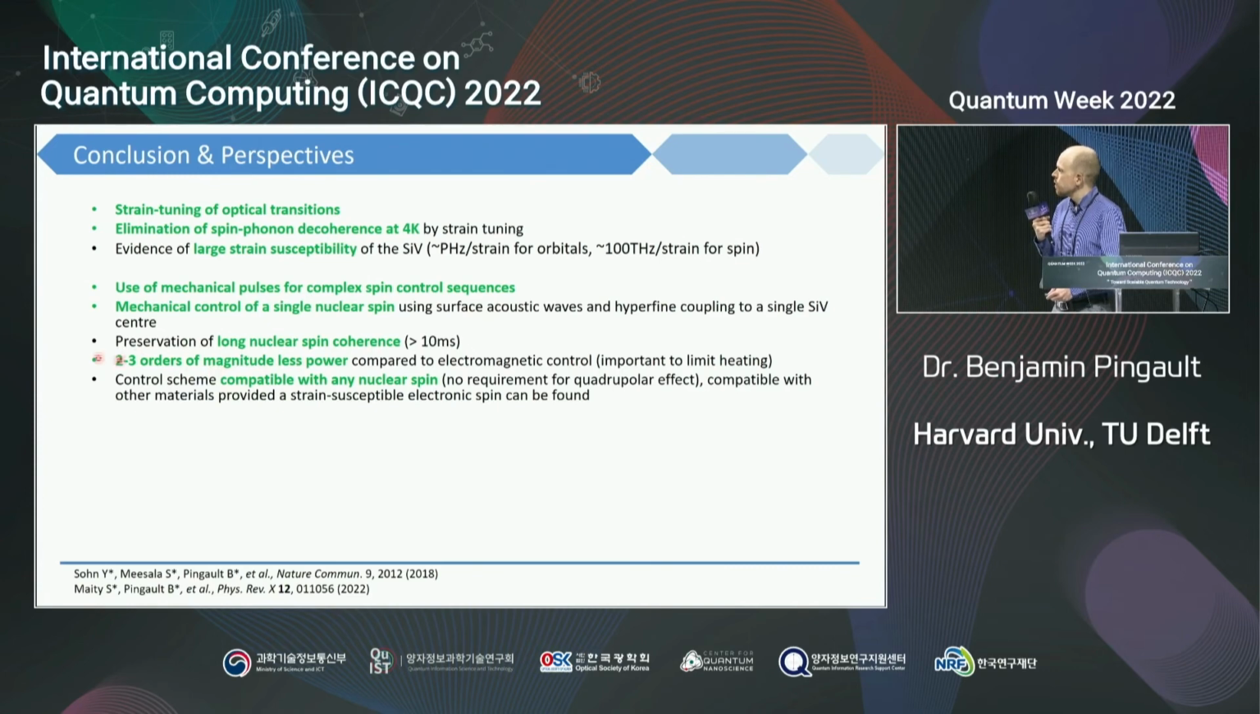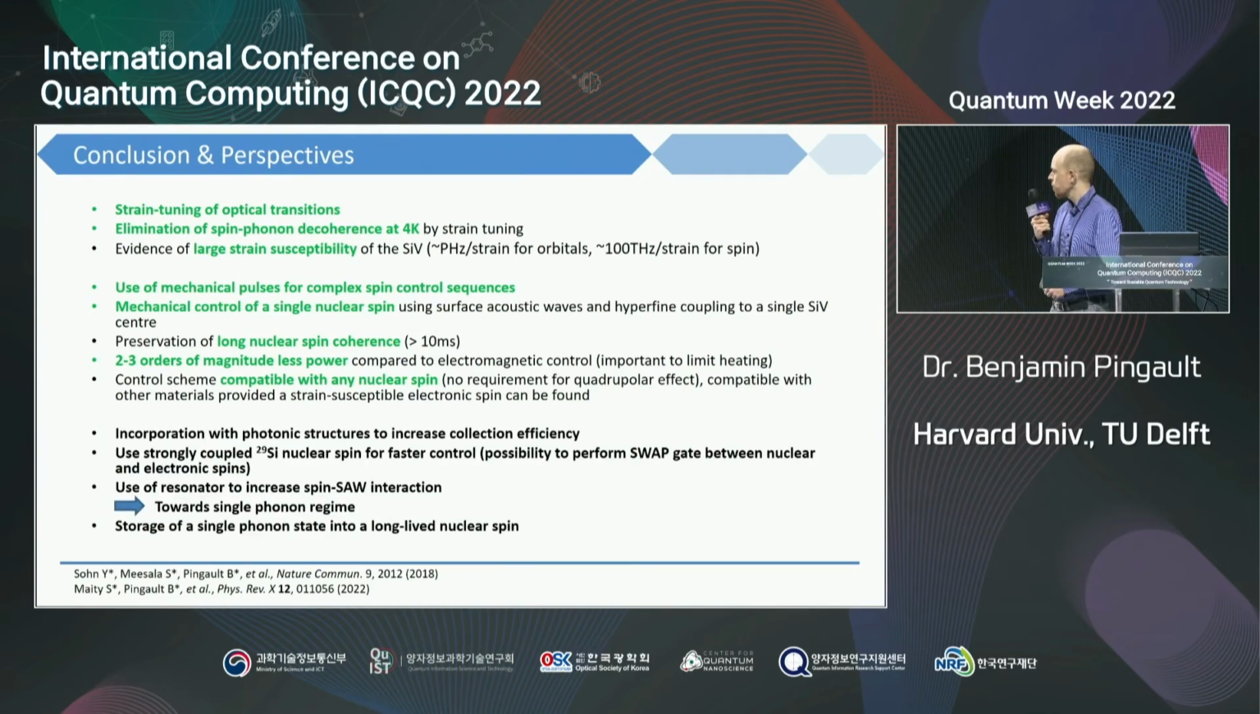We only used 2 orders of magnitude less power, which is good for future scale-up. And finally, this control method, because it only relies on the dipolar coupling between the nuclear spin and the SiV spin, is applicable to any nuclear spin, which is different to some other nuclear spin control methods with electric field, for example, or even mechanically, that require quadrupolar effects.